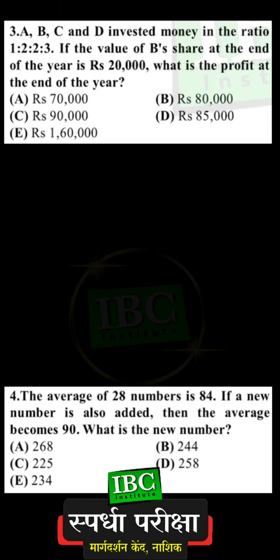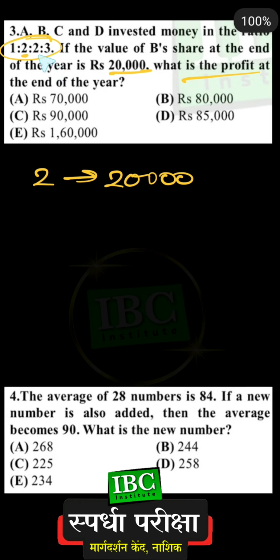The next question is: A, B, C and D invested money in the ratio of 1 is to 2 is to 2 is to 3. If the value of B's share at the end of the year is 20,000, find out the profit at the end of the year. They are asking for the profit, and we already know that the ratio of the investment is directly proportional to the profit share. So here B's investment is in the ratio 2, and 2 is directly proportional to 20,000. They are asking for the profit, and profit is the whole amount of the ratio.